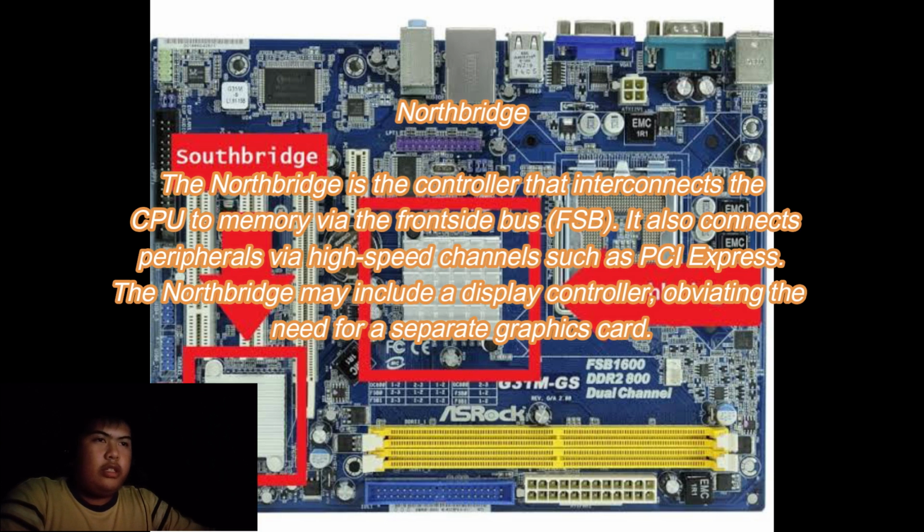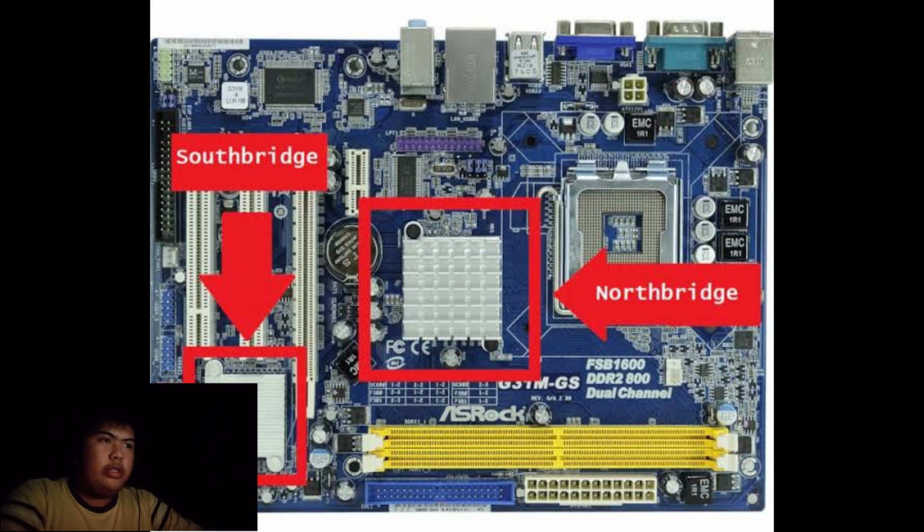The North Bridge is the controller that interconnects the CPU to memory via the frontside bus or FSB. It also connects peripherals via high-speed channels such as PCI Express. The North Bridge may include a display controller, obviating the need for a separate graphics card.